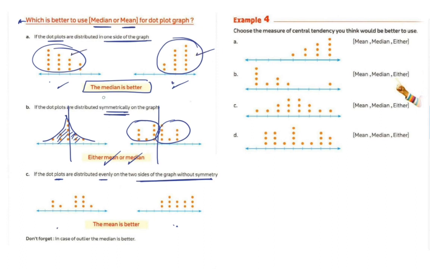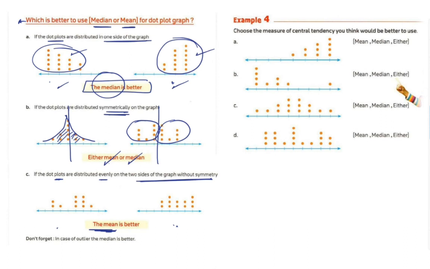We said to use what? To use the mean, the median. If we have symmetrical, use median or mean. But when it's distributed randomly, okay, I will use what? I will use the mean. The mean is the best way to describe this data.